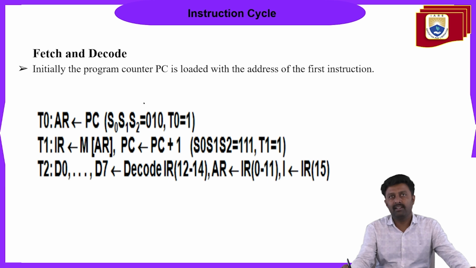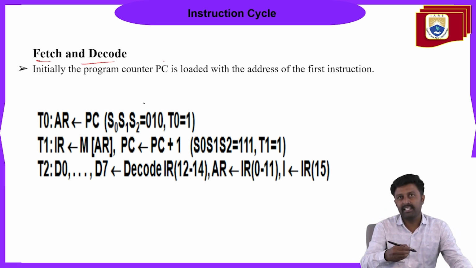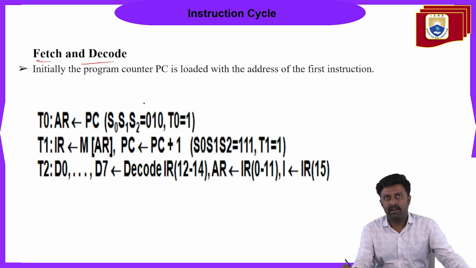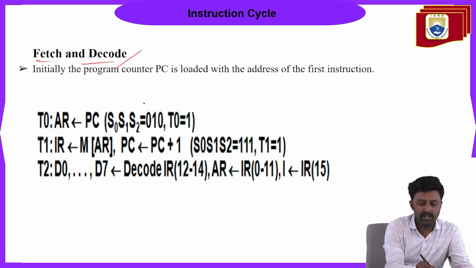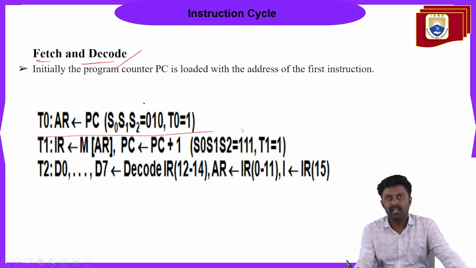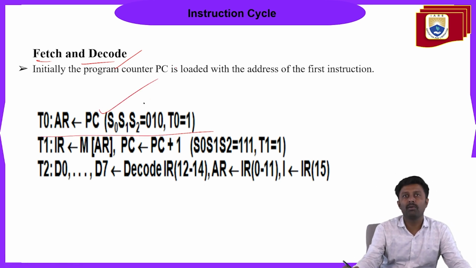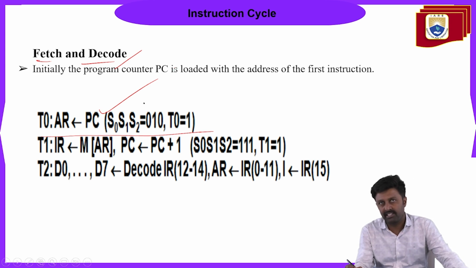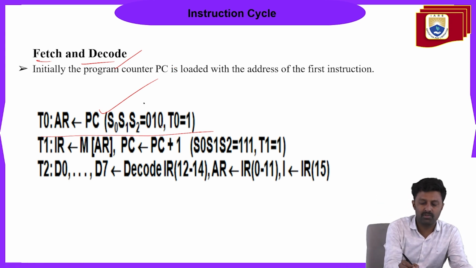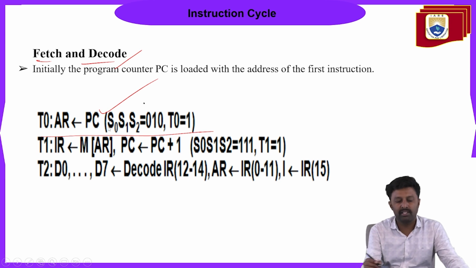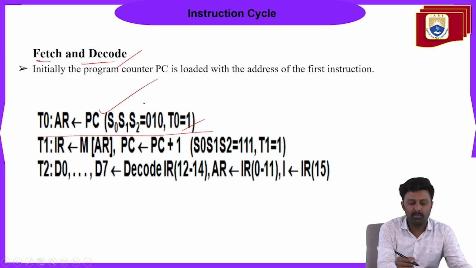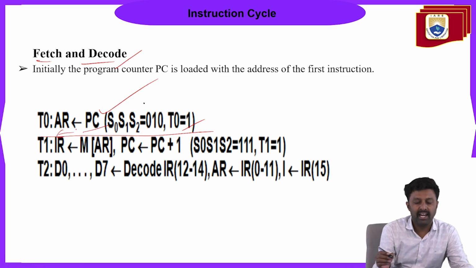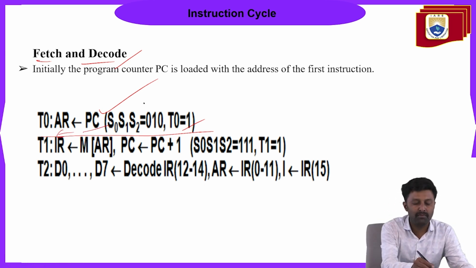So we'll see these things one by one. Fetch and decode. First the instruction will be fetched from the memory, then the decoder will decode it. Here we use a set of registers. The program counter, as all of you know, holds the address of the next instruction to be executed. Here S0, S1, S2, let's say the example is 0, 1, 0. Then at the time cycle T0, the program counter value will be loaded into the address register.